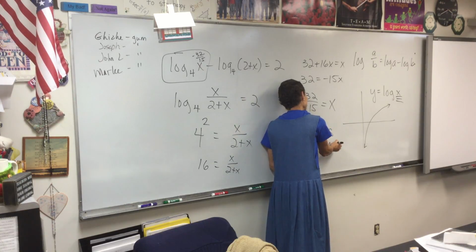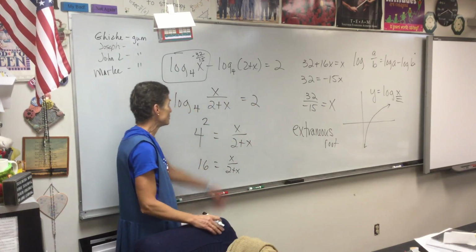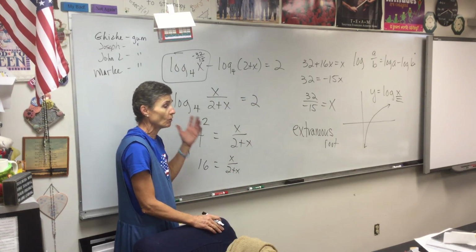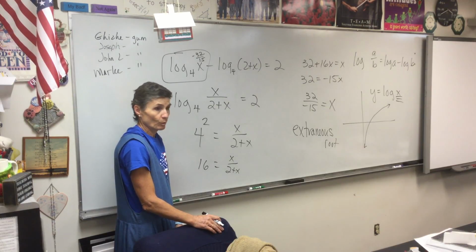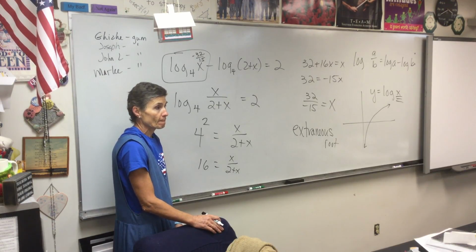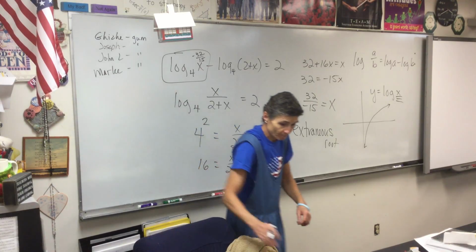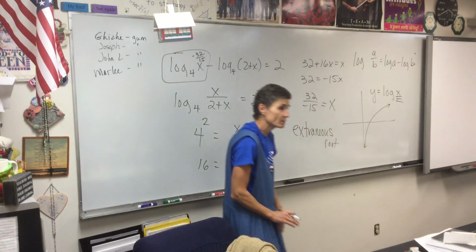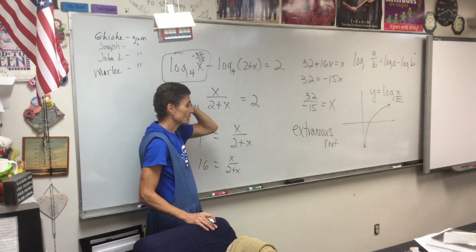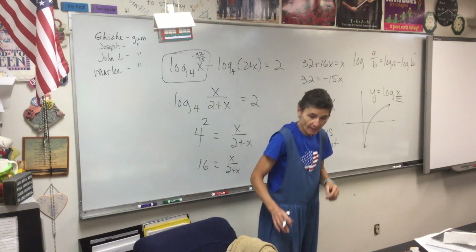We didn't make any mistakes. We worked it out. We did everything right. We used our properties. It was wonderful. And then we got an answer that simply doesn't work. Boo, yeah. That is trouble. Bad news. No solution. This one has no solution. All right, everybody okay with that?